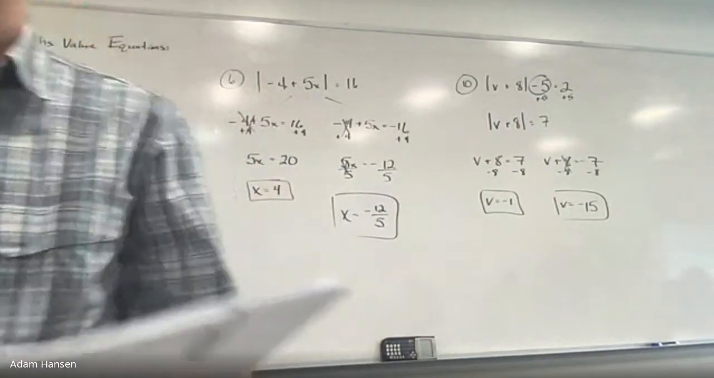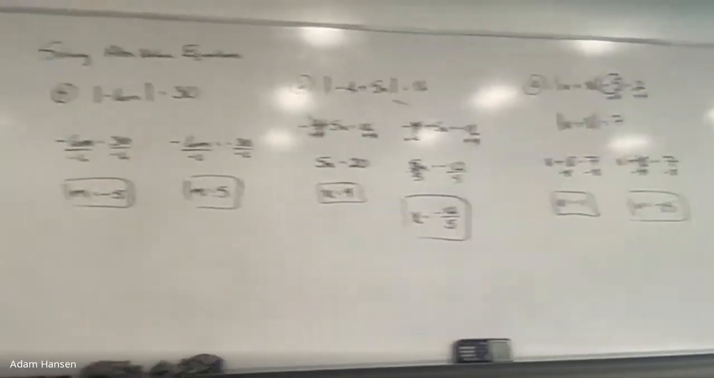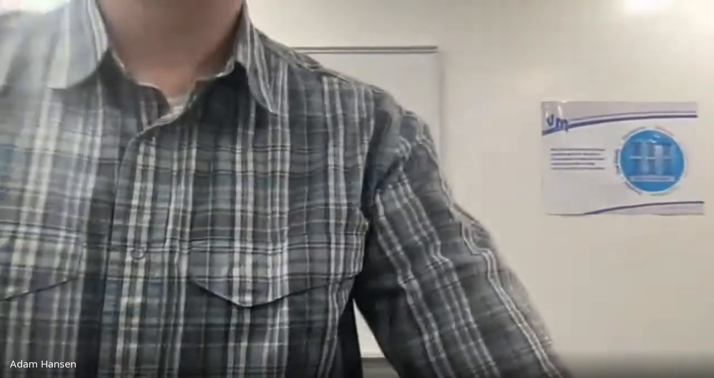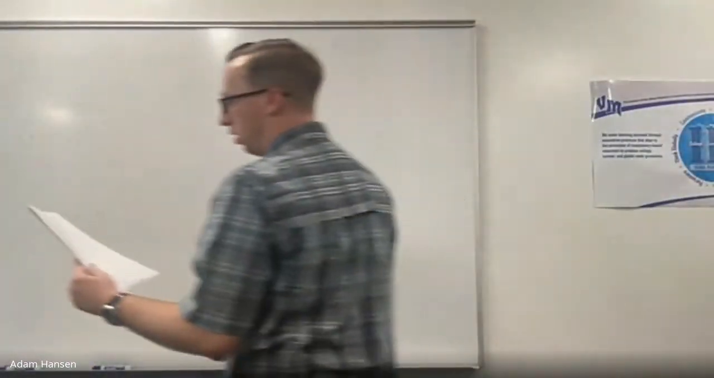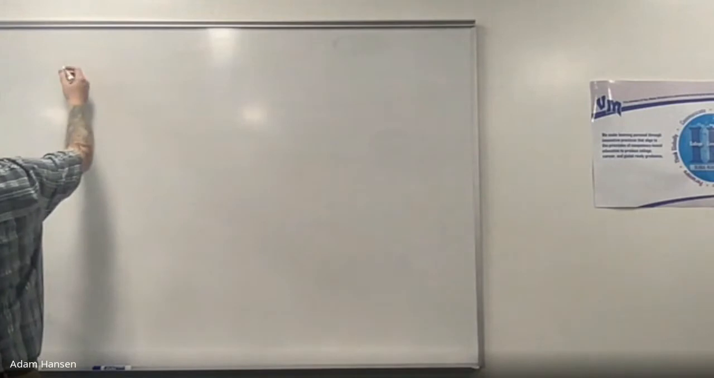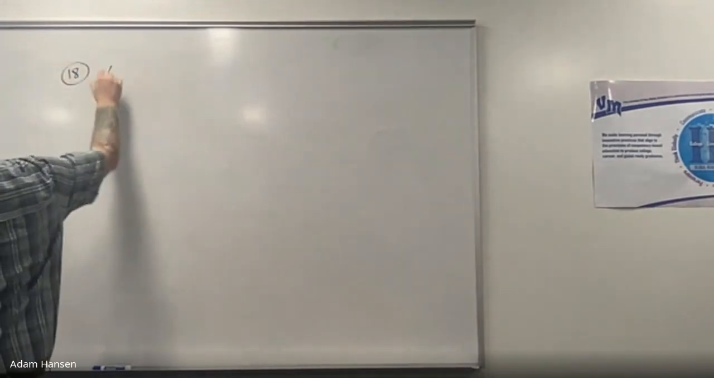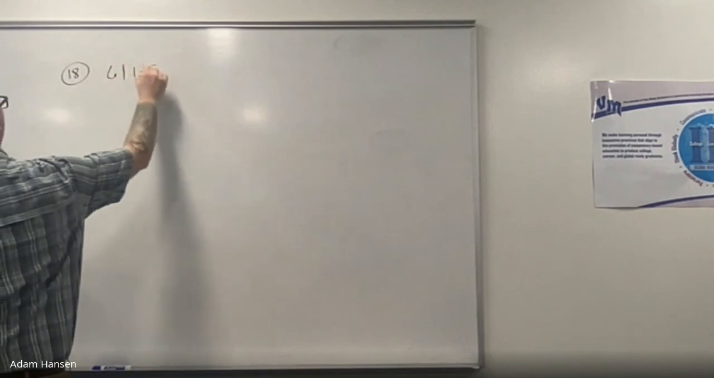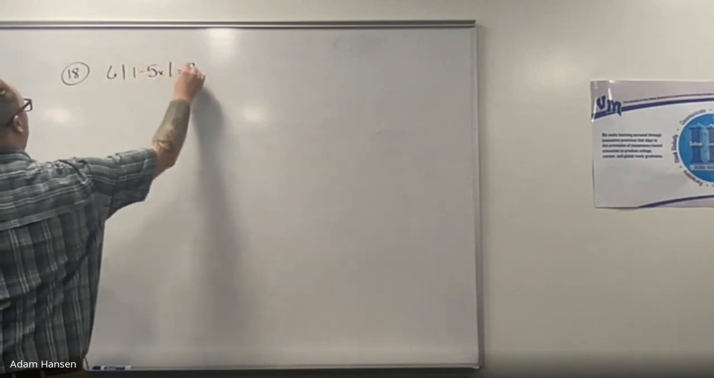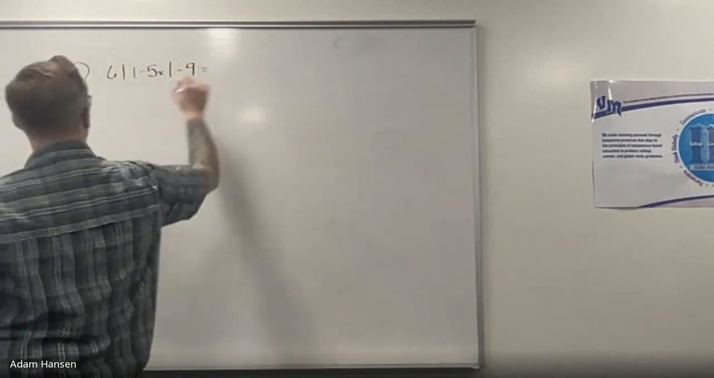All right, tell you what. Flip over to the back. Let's try one more, then the rest of the time is yours. About 18. We should do that one, it's difficult. Number 6: absolute value of 1 minus 5x, minus 9, equals 57.